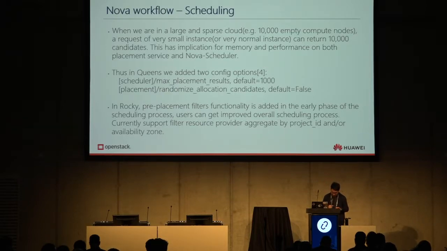Also in Rocky, a pre-placement filter functionality was added. It works in the early phase of the scheduling process, and the user can get an improved overall scheduling process. Currently, it supports filtering resource provider aggregates by project ID and availability zone. This method, and the other mentioned method, help a lot in improving the overall performance in real-life deployments. You can consider using a similar process in your own projects if you want to adopt placement.